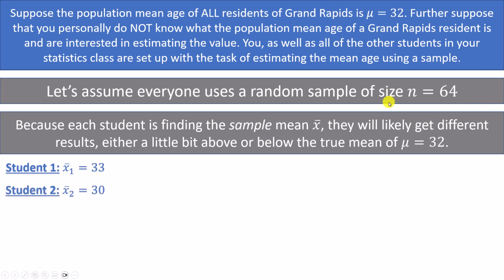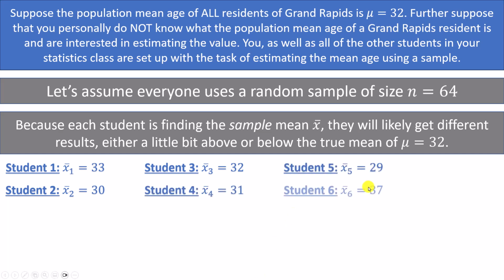They get 64 different random people, and they find the mean to be 30. Student 3 gets 32, student 4 gets 31, student 5 gets 29, student 6 gets 37, etc. for all of the different students. Now, it's not unsurprising that each student got a different sample mean. That's to be expected. We know the true population mean is 32, but when you actually go out and take a sample, you're probably going to get a value that's a little bit higher or lower than 32, which is exactly what we see here.